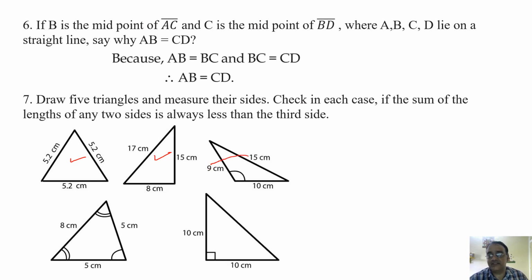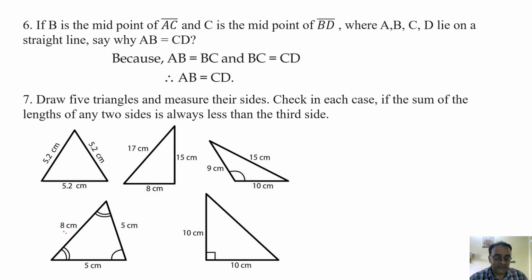9 plus 15 is 24, greater than the third side 10 centimeter. 15 plus 10 is 25, greater than the third side 9 centimeter. 9 plus 10 is 19, greater than the third side 15. So here also what we are observing is that the sum of any 2 sides is greater than the third side.